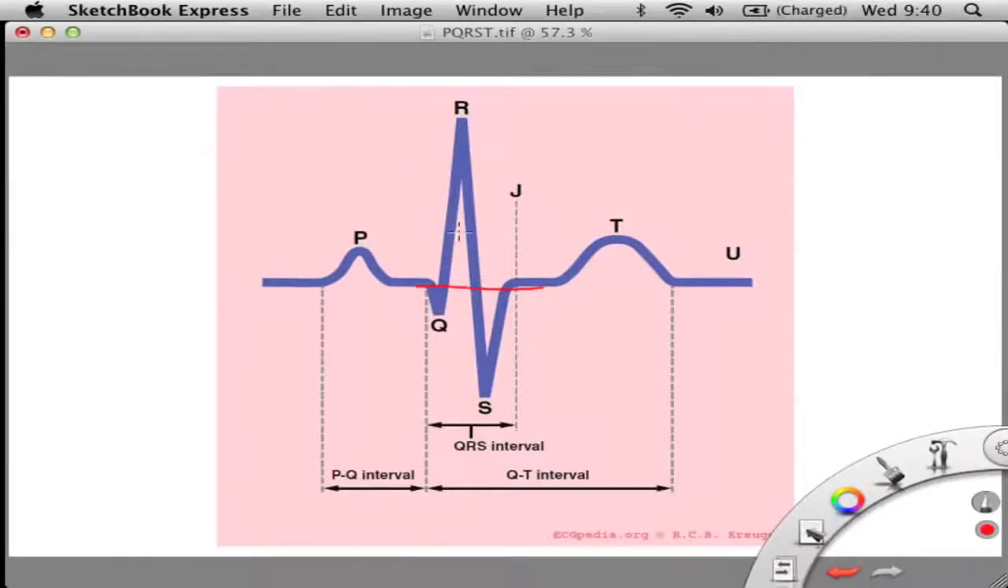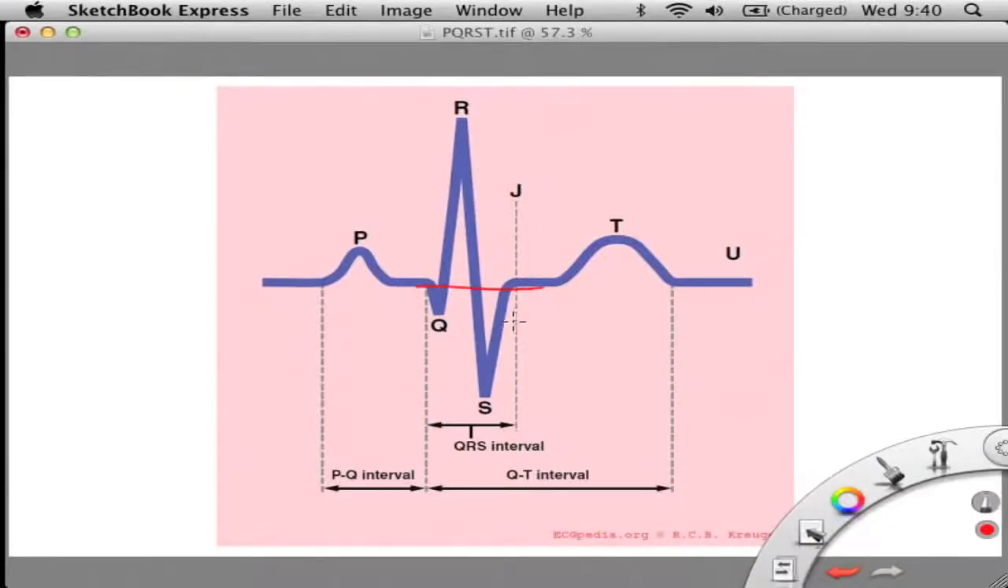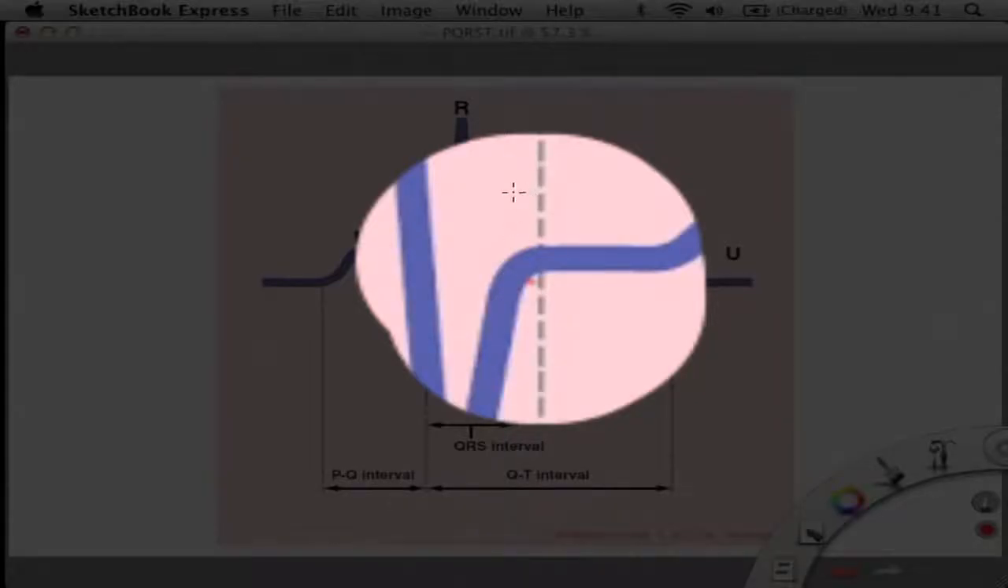The S wave is the negative deflection following the R wave. All right, so this is the S wave down here. And the S wave stops whenever it comes back to this isoelectric line here. So once the S wave comes back up, right here, where it comes back to the isoelectric line, that's what we call the J point. All right, you see the J here, it's labeled a J point. That's where that S wave comes right back to normal. So right here.